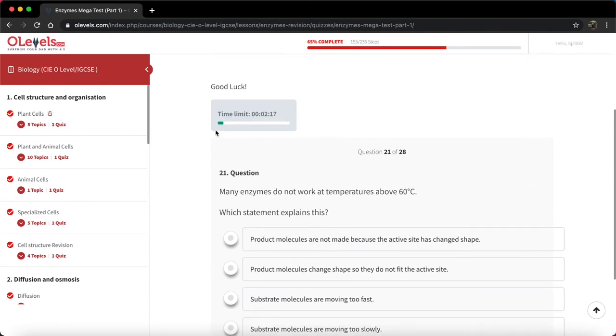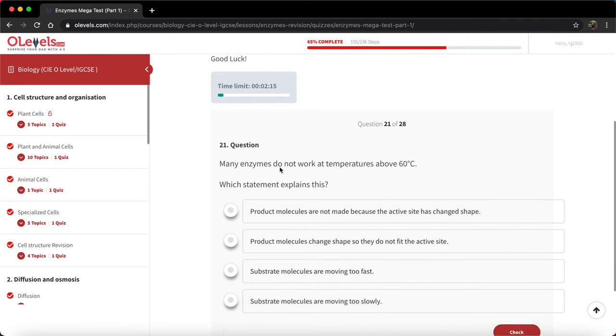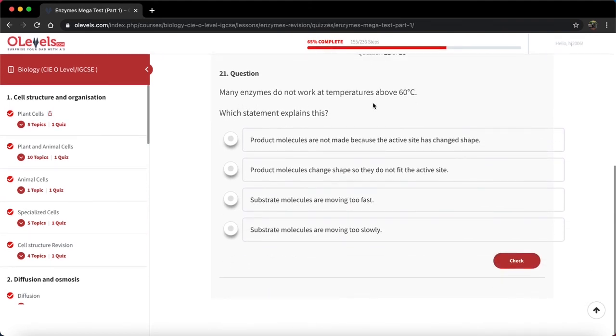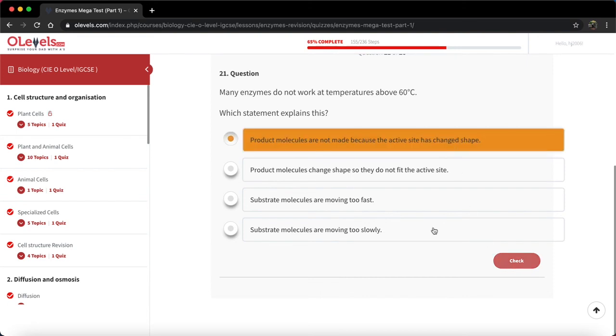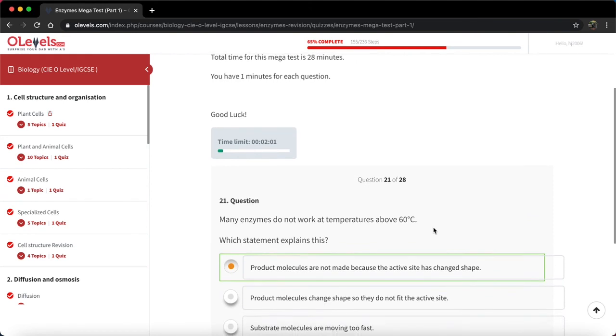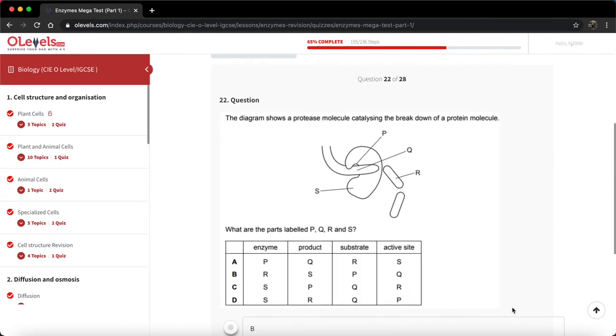Now 21. We're left with very little time. Many enzymes do not work at temperatures above 60 degrees Celsius. Product molecules are not made because the active sites change shape. Yes, they denature. Right. Very little time remaining, and we are left with 7 questions.